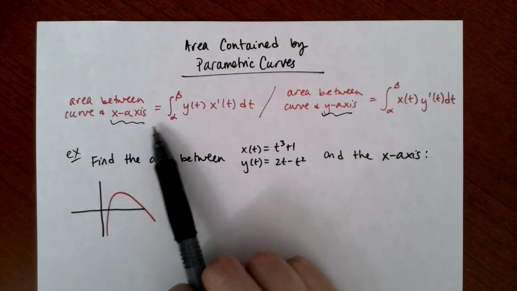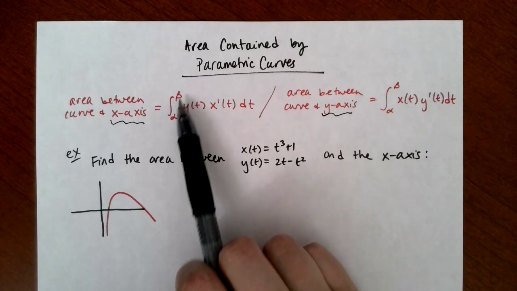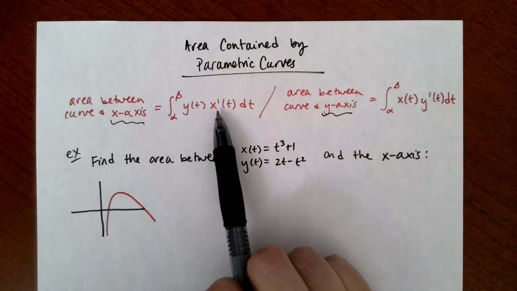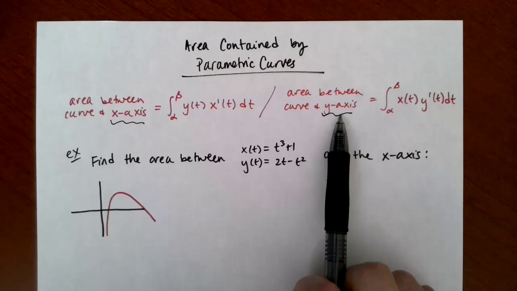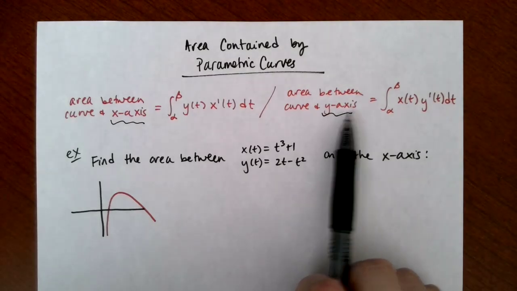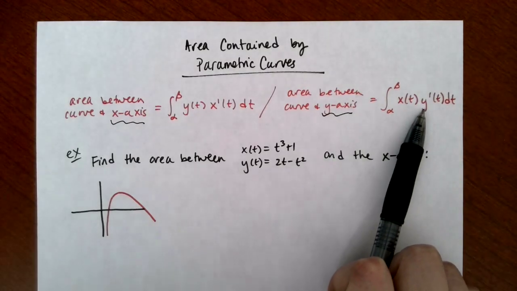For the x-axis, we integrate from alpha to beta. These are your time values. y of t, x prime of t dt. And then for the y-axis, very similar, but the integrand is x of t y prime.